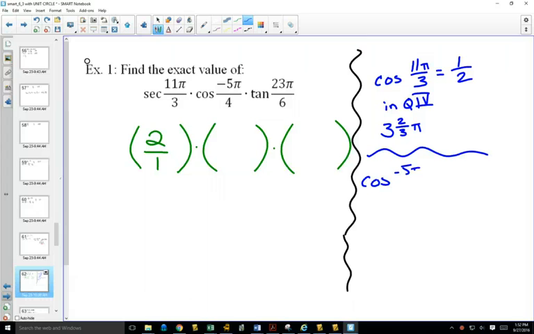Cos of negative 5 pi over 4, what quadrant is that in? Quadrant 2, because you're going in the negative direction. And so cos is negative in quadrant 2. We know that pi over 4 is root 2 over 2, and this one will be negative because it's in quadrant 2.